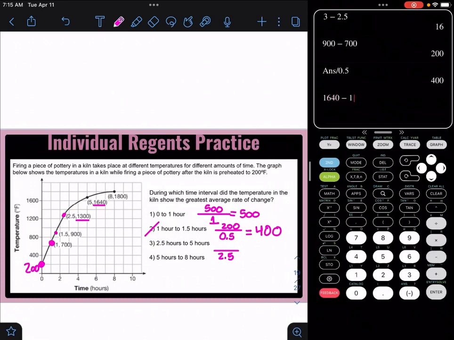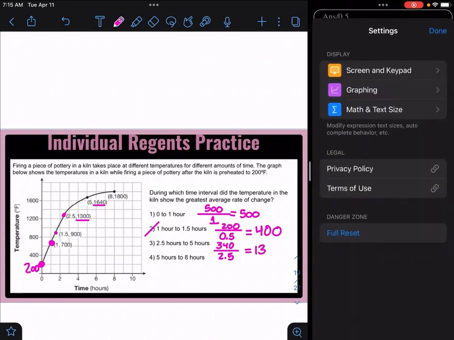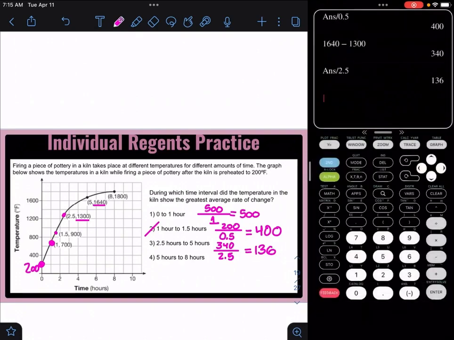340. So let's subtract those two temperatures, and we get 340. And let's do 340 divided by 2.5, and we get 136. So that also would not be my answer.